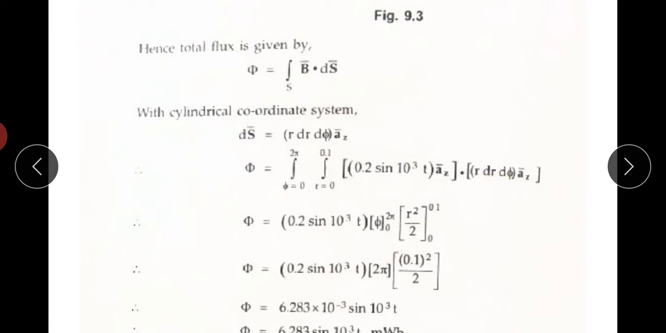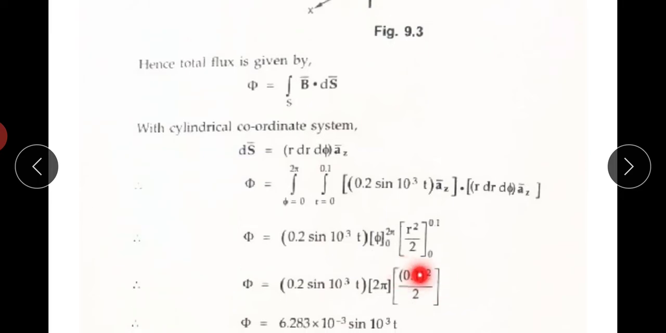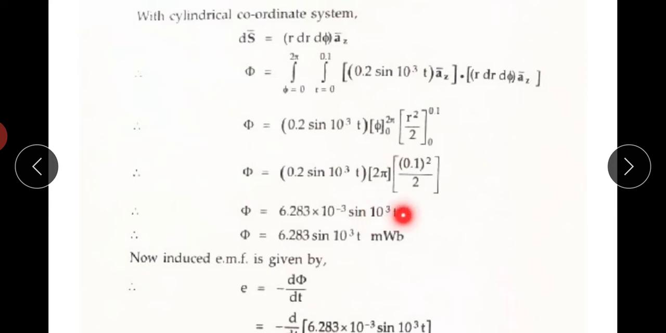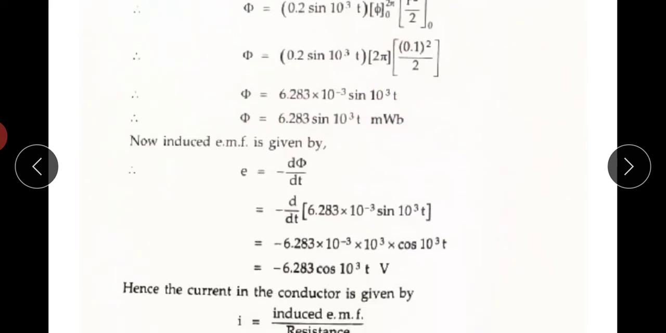So integral d phi equals phi, integral r dr equals r square by 2. So psi equals 0.2 sin 10 to the power of 3 t, 2 pi minus 0, 0.1 square by 2 minus 0 square by 2. Psi equals 6.283 into 10 to the power of minus 3 sin 10 to the power of 3 t. So psi equals 6.283 sin 10 to the power of 3 t milliwebers. So that is the magnetic flux. So here the type of EMF is statically induced EMF.